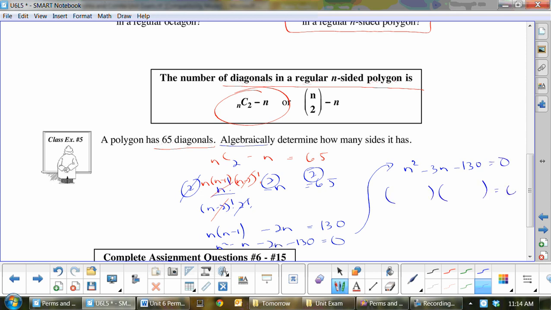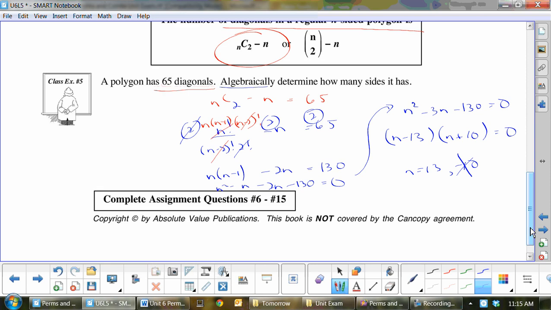Now, one thing that you will get with all of these is n will be a whole number, because you can't have 6.3 sides, right? So it will be a nice number. What two numbers add to -3, multiply to negative 130? So n minus 13, n plus 10, n equals 13 and -10. Cross out the -10 because you cannot have that. So the polygon has 13 sides.